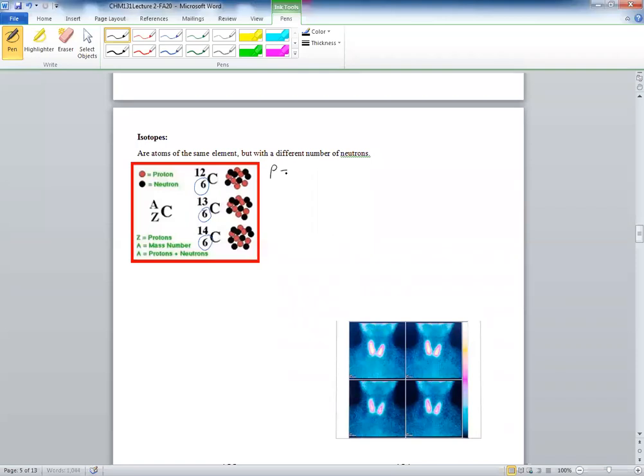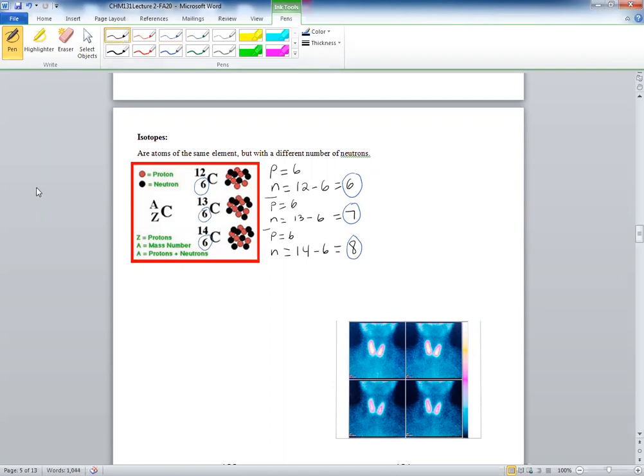So the number of protons in the first one is 6. The number of neutrons is, remember, 12 minus 6, which is 6. In the second one, the number of protons is 6. The number of neutrons is 13 minus 6, which is 7 now. So notice that the number is changing. And then in the third one, you have 6 protons, but the number of neutrons is now 14 minus 6, which is 8. So once again, the number of neutrons is changing in these. So these are isotopes of each other.